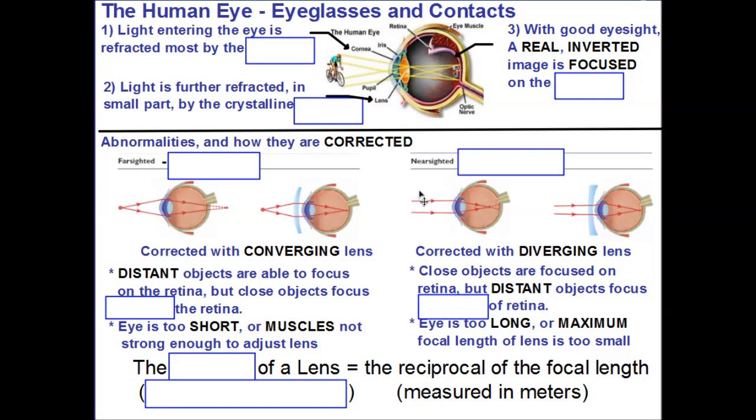So in this video, we're going to take a look at, or maybe I should say focus on, a few applications of lens systems. We'll end the video by looking at the common microscope and telescope, but I want to start with the human eye.